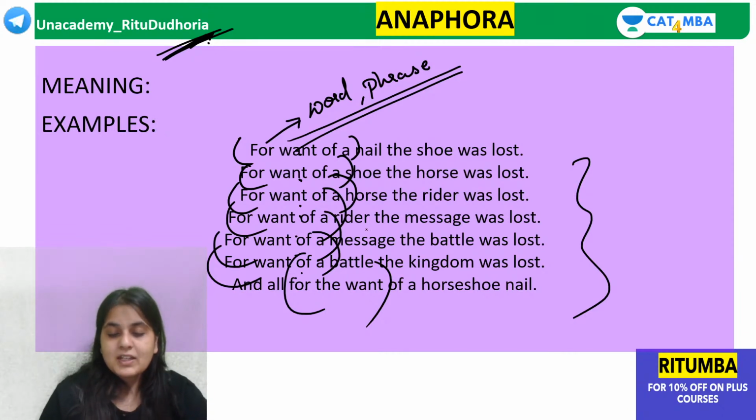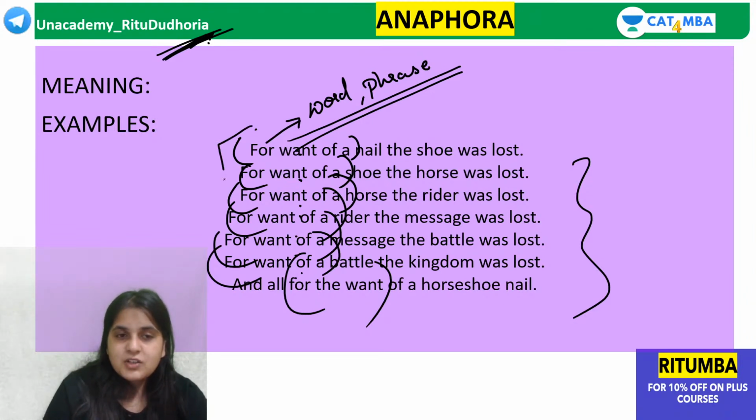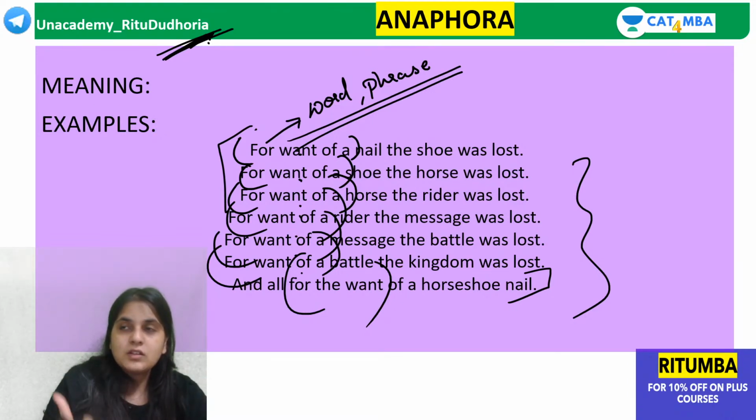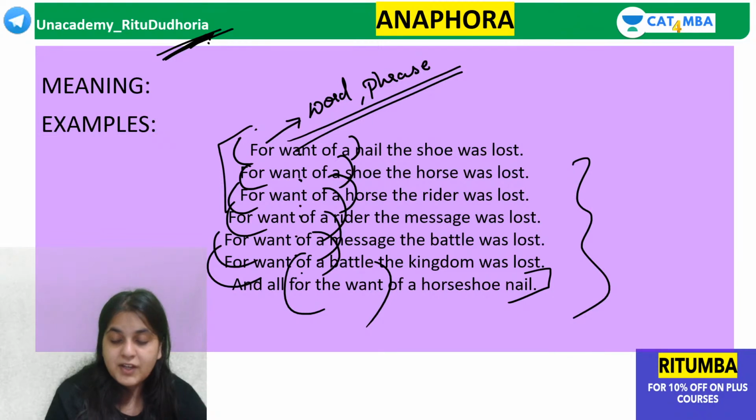So on anaphora, generally you get poems. You're given an excerpt and you're asked to guess the figure of speech. You can get questions in RC if you find a paragraph wherein the author starts every sentence with the same line or the same set of words. You can get a question to identify the figure of speech. Okay, that is basically called an anaphora.